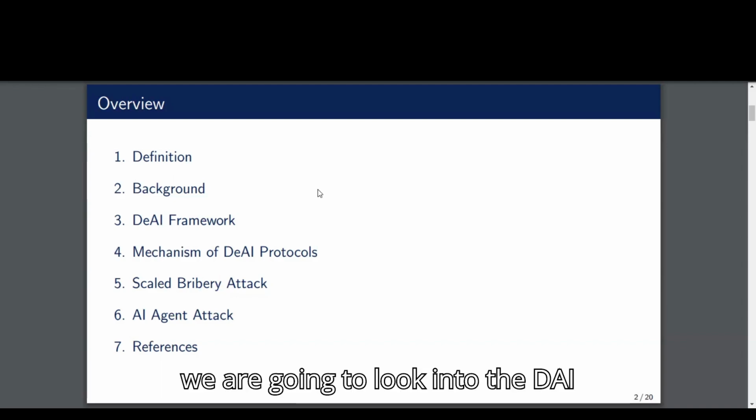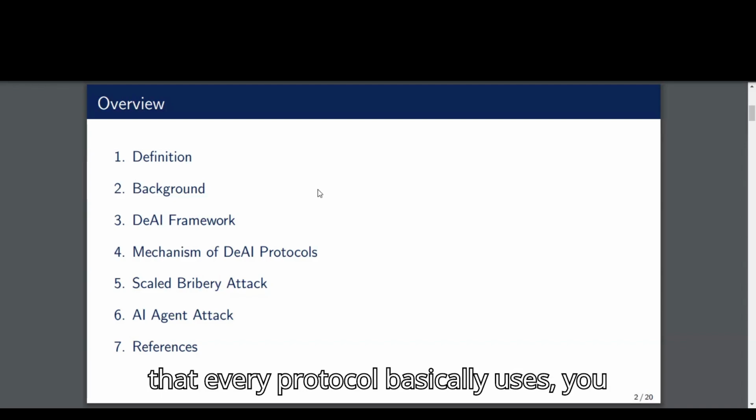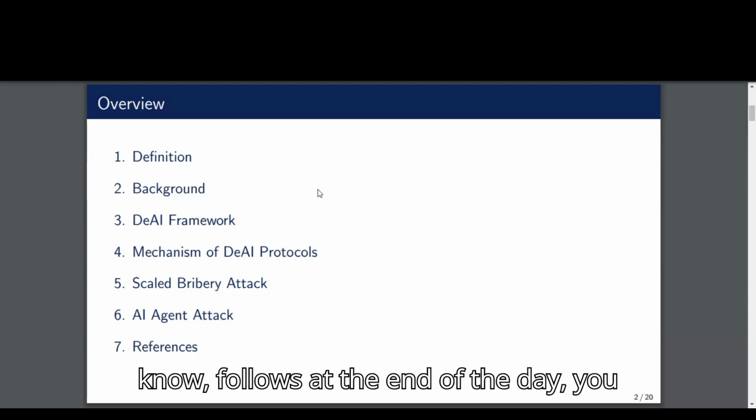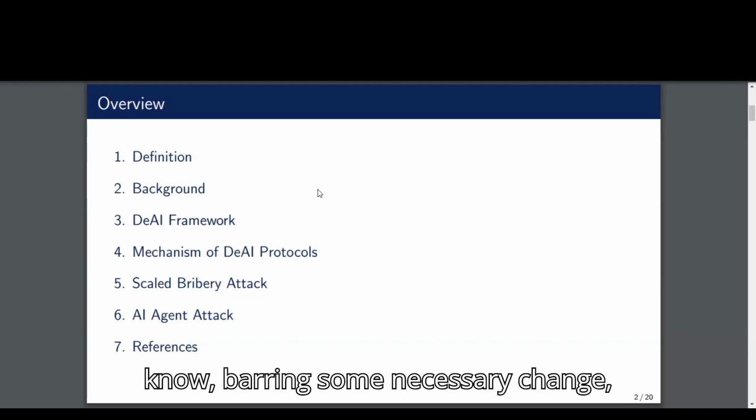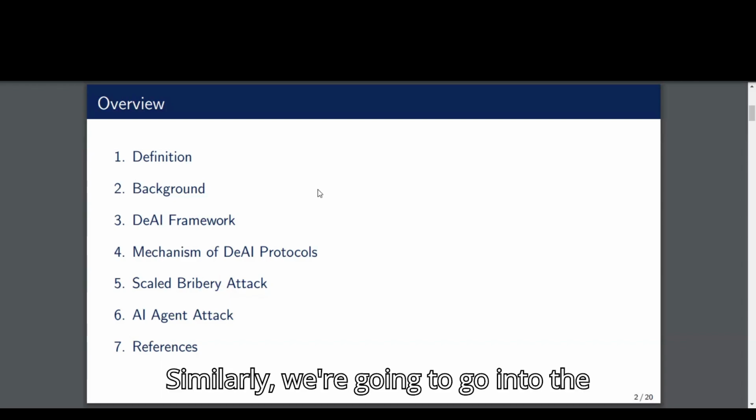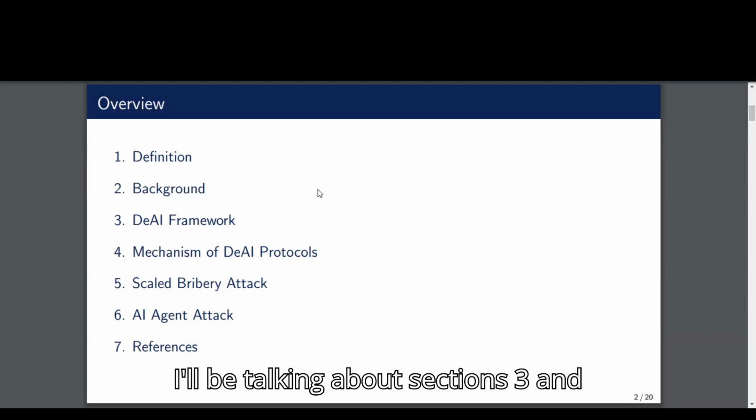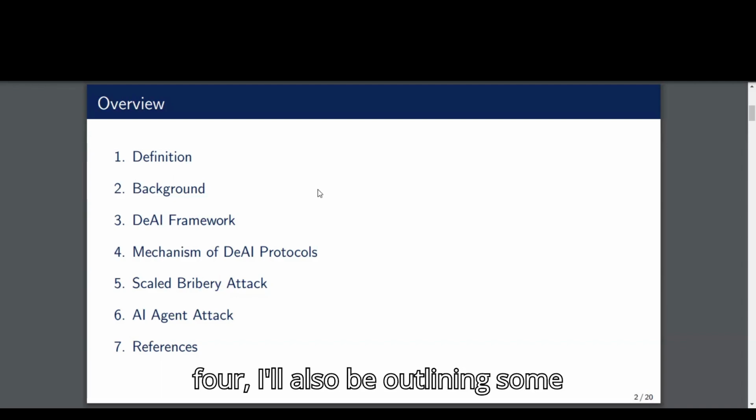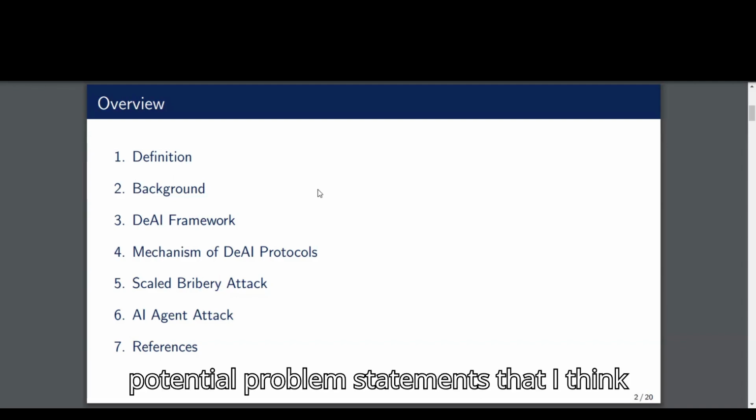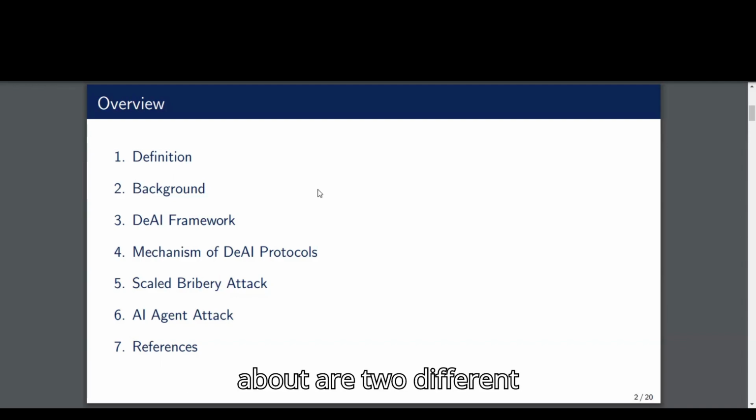Then we are going to look into the DAI framework, the framework that every protocol basically follows, barring some necessary changes in the nitty-gritties of it. Similarly, we're going to go into the mechanism of DAI protocols. While I'll be talking about sections 3 and 4, I'll also be outlining some potential problem statements that I think are important.